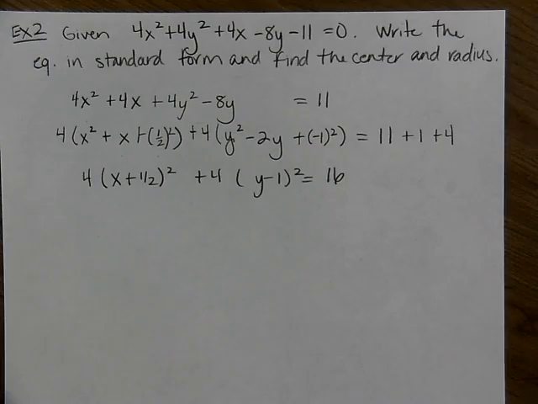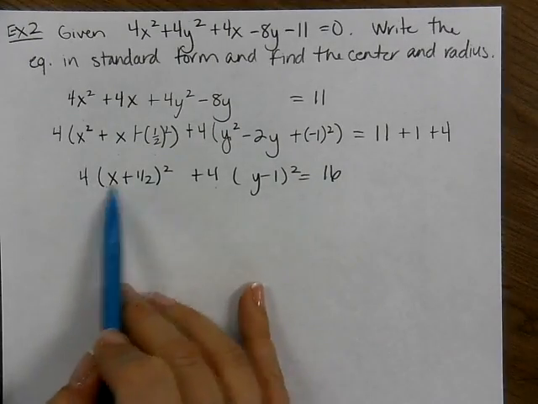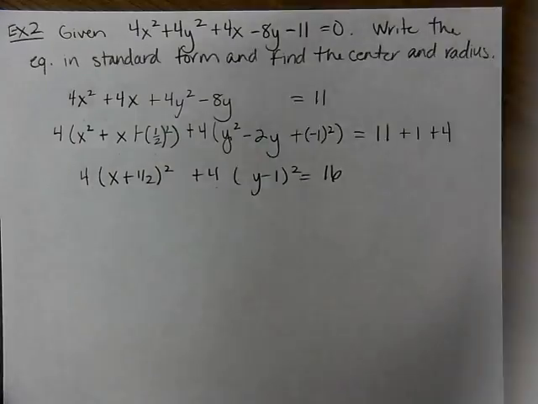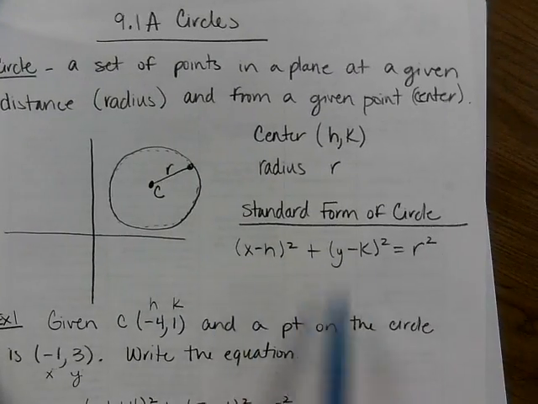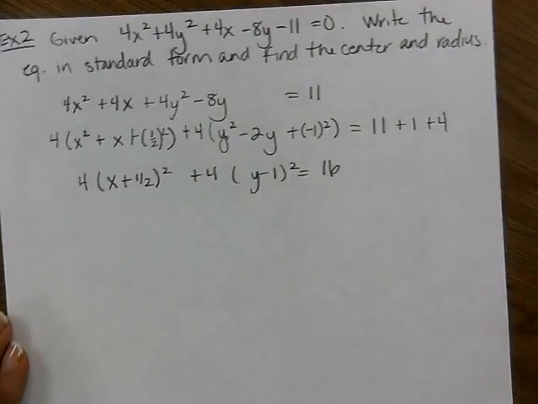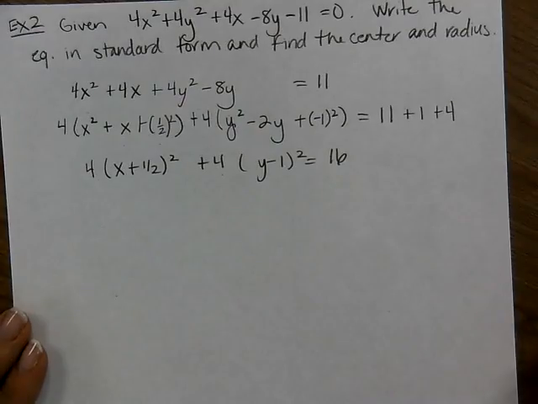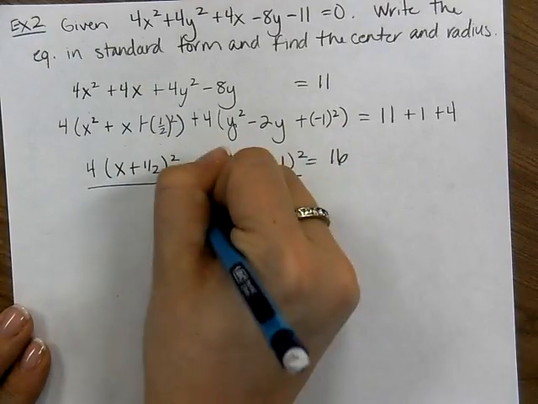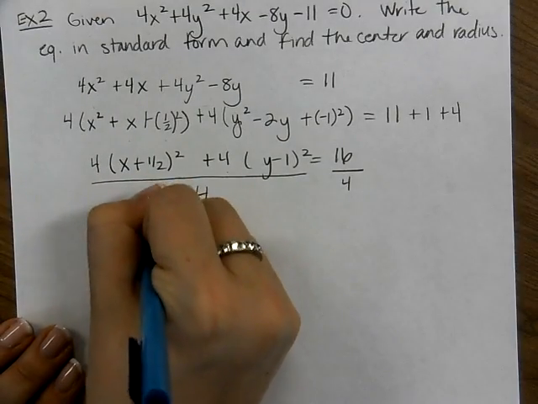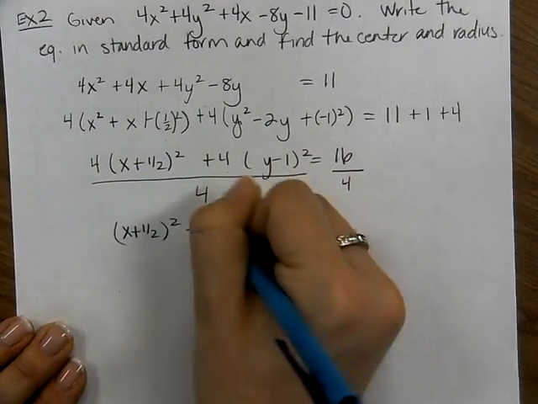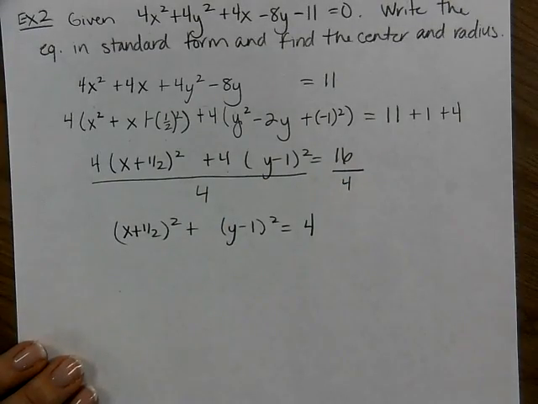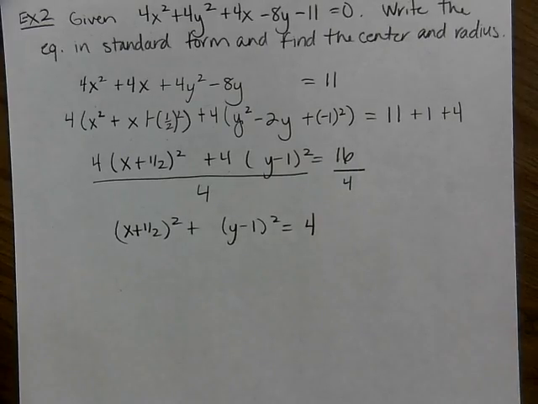This is a circle, okay, so we see those matching coefficients here. I'm going to divide by 4, because if you go back to the standard form, there's no coefficients in front of the squared terms, right, these squared factors. It's gone, it's just 1, so I have to get the coefficient of 1. In order to do that, I can just divide by 4. Okay, so I divide this side by 4 and this side by 4, and I end up with x plus 1/2 squared plus y minus 1 squared equals 4. Okay, so there's my standard form.